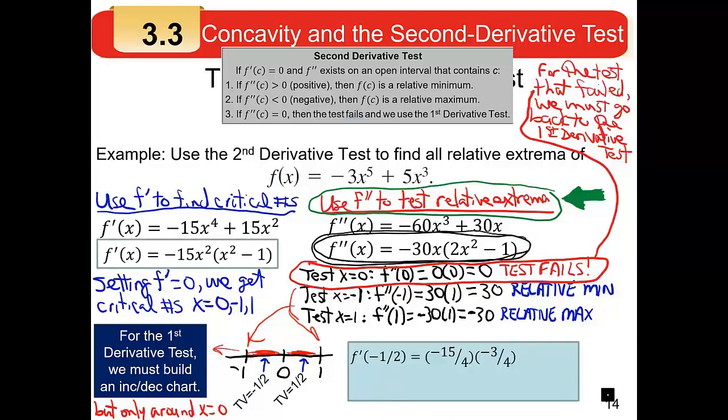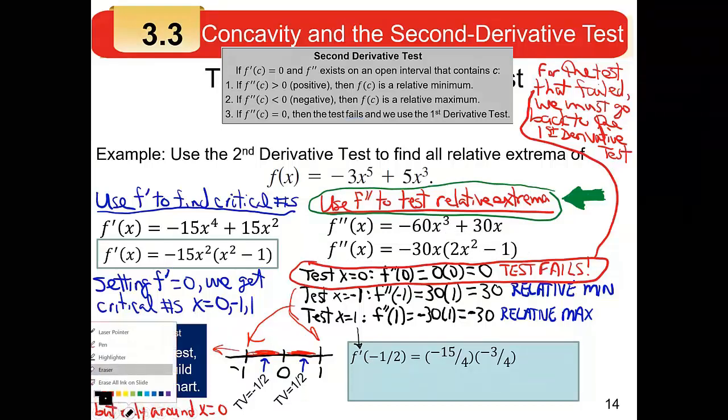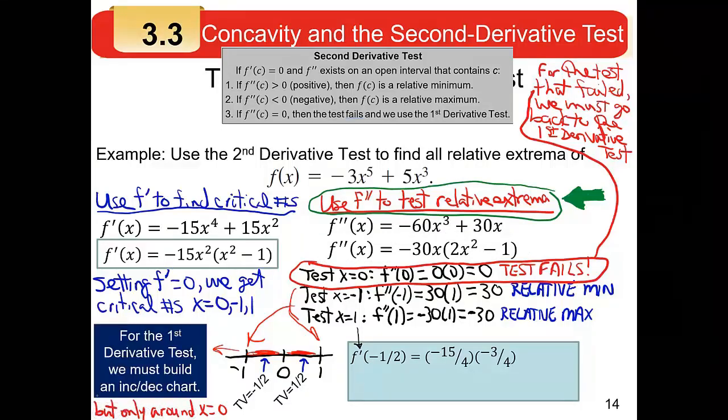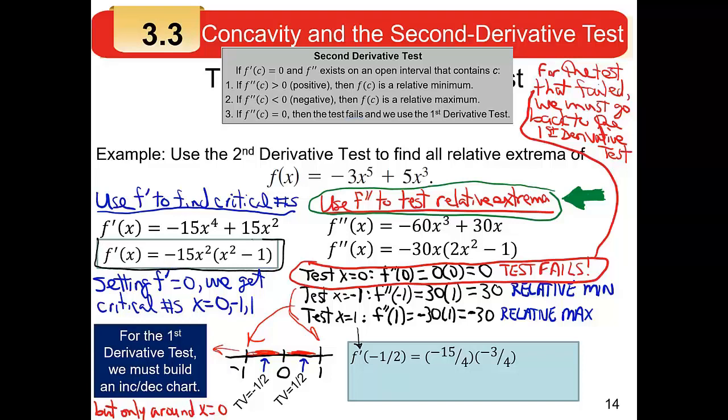So you plug your test value, -1/2, into the first derivative now. Remember, we're doing the first derivative test now. We're not doing the second derivative test, so you've got to be careful. We're going back and plugging the first test value, -1/2, into the first derivative. Remember, we're checking using the first derivative test now. So you're plugging back into the first derivative, not the second derivative.